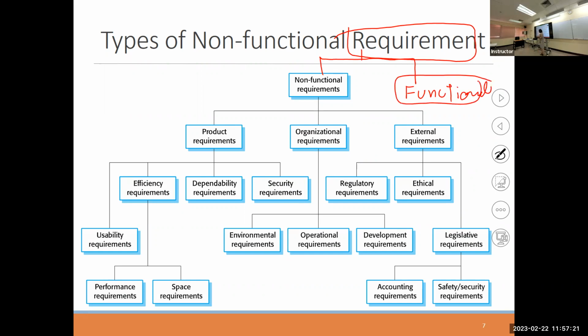And if you take into consideration the non-functional requirements, we can break down into product requirements, organizational requirements, external requirements. So let's have a look at this diagram, and then I will explain some key things, but you look into each of them.